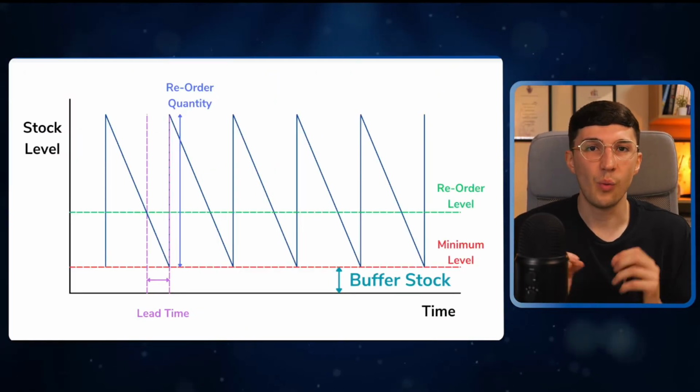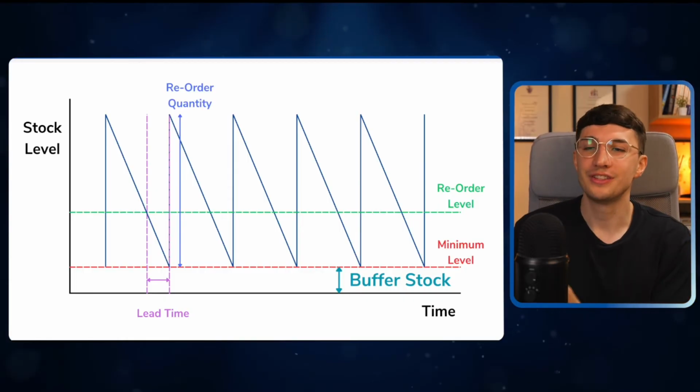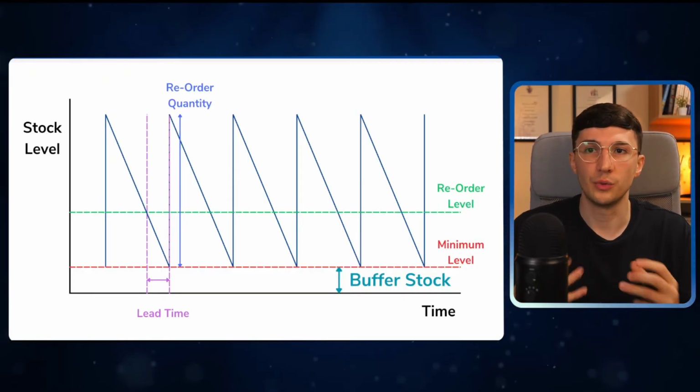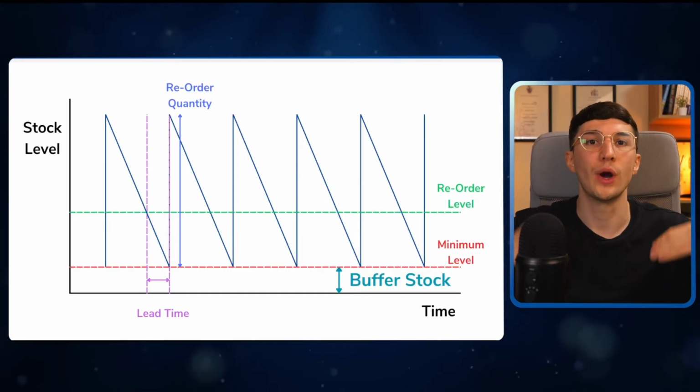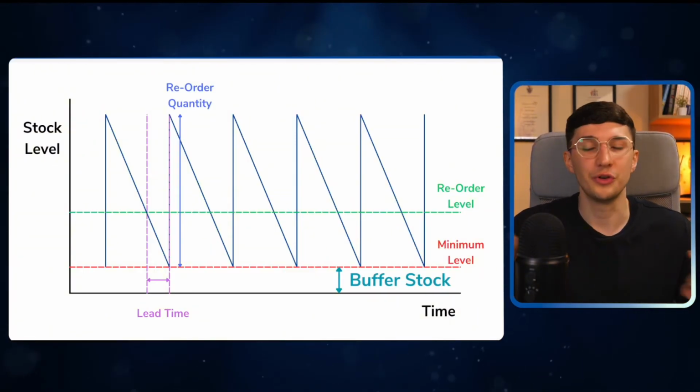Now I'm going to go over what inventory control charts are a little bit later on in this video, but as you can see on the screen there, the buffer stock is to ensure that our minimum level is always above zero. So we still have products and services that we can sell so we don't run out of stock.